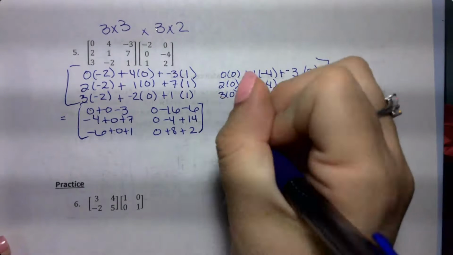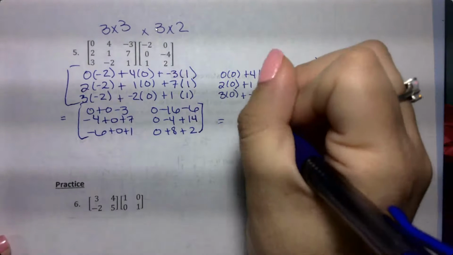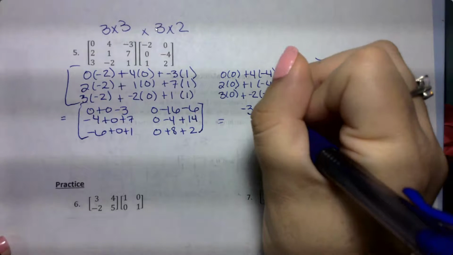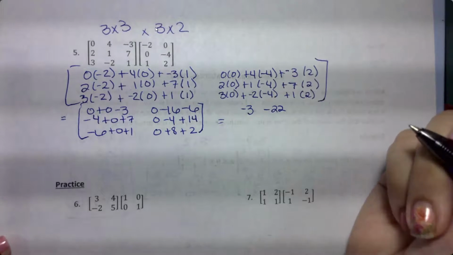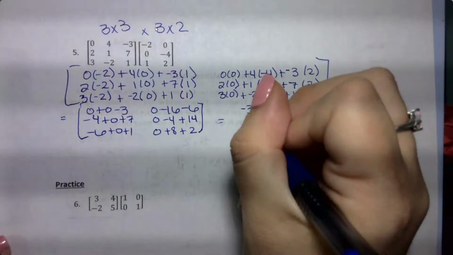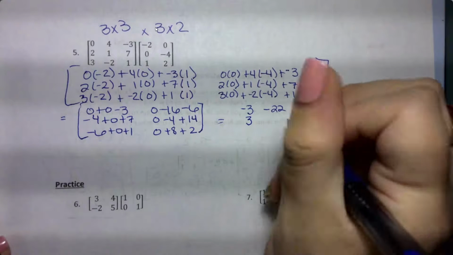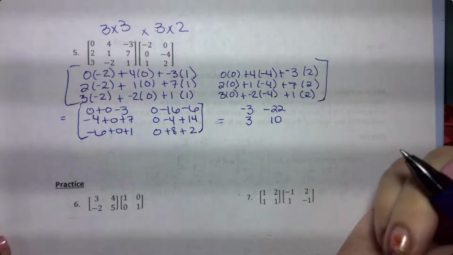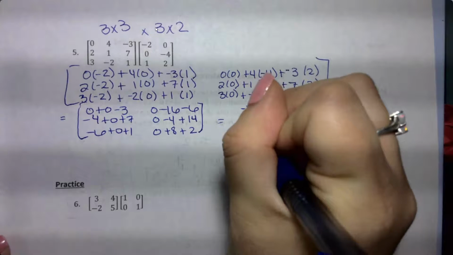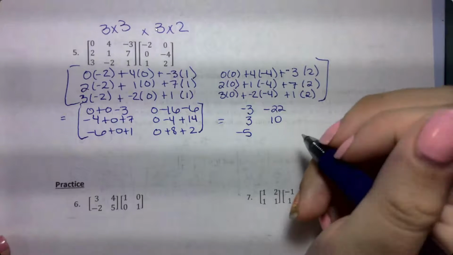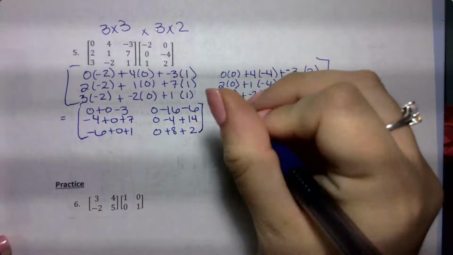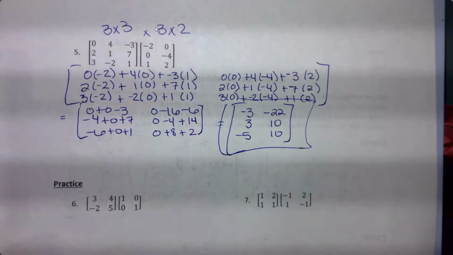Then I just want to go ahead and combine. So first row, first column, I have negative 3. First row, second column, I have negative 22. Second row, first column, I have 3. Second row, second column, I have 10. Third row, first column, I have negative 5. Third row, second column, I have 10 again. So this is my final answer for my matrix.